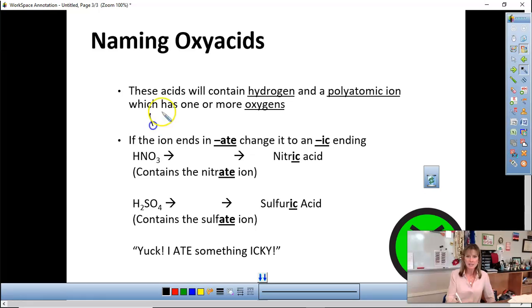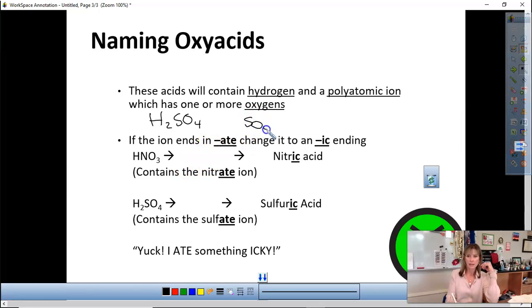Let's say it's this. I know that SO4 is sulfate. These oxyacids don't get the prefix hydro. All you do is if it ends in ATE, you change the ending to IC, and then you add the word acid. So H2SO4 would be sulfuric acid.